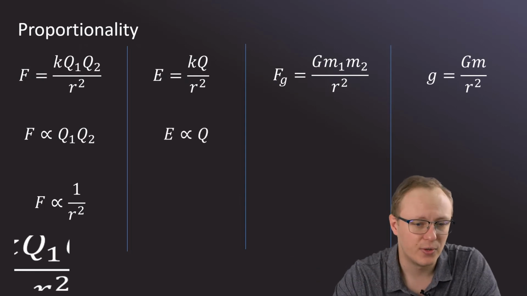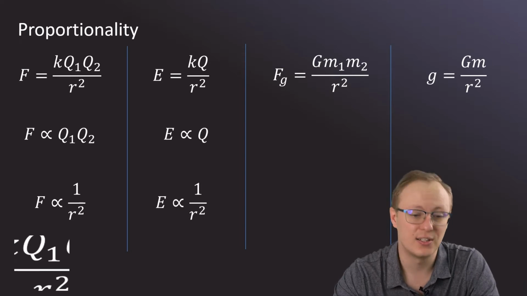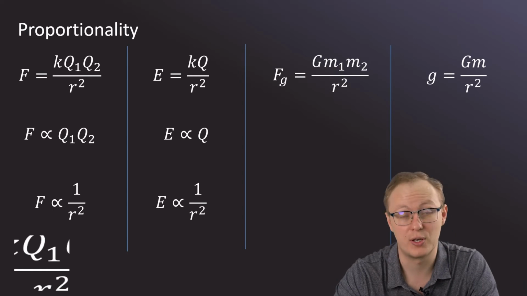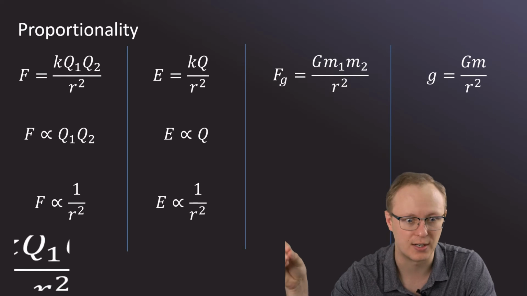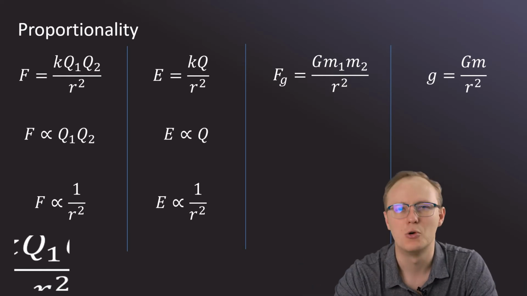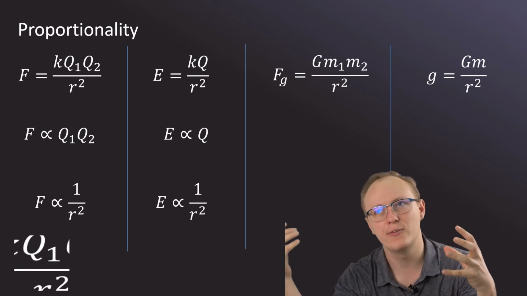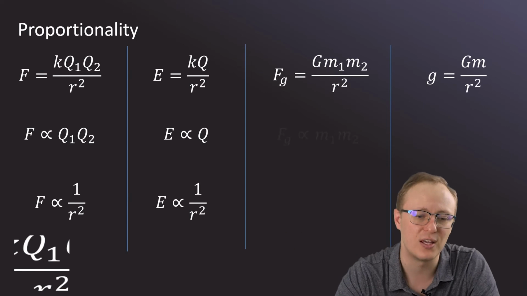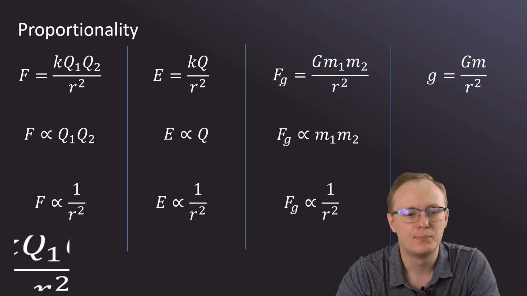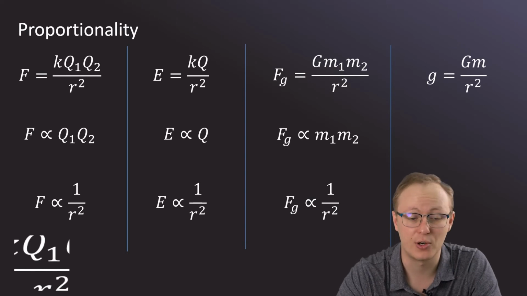So E, the electric field strength, is going to be proportional to the charge that is creating the field, and it's going to be inversely proportional to the square of the distance between the point where we're trying to find the field strength and the thing that's creating the field. We know from magnetic fields, electric fields, that sort of thing, the further away we get from it, the weaker the field is going to get. So no surprises there. For Fg, same as Coulomb's law, now we're just talking about mass rather than the magnitude of the charge.